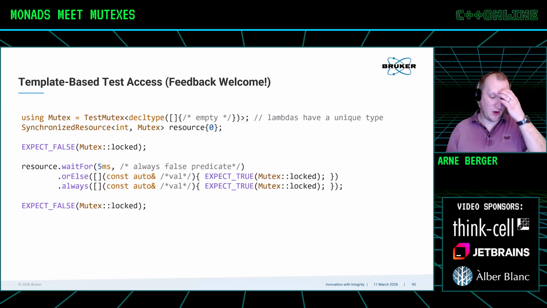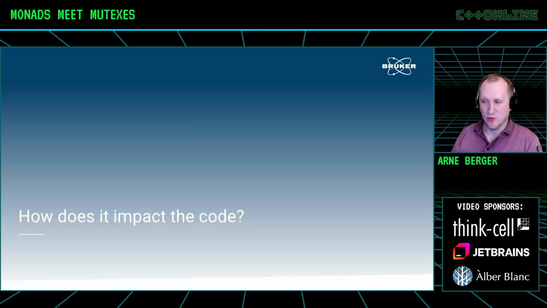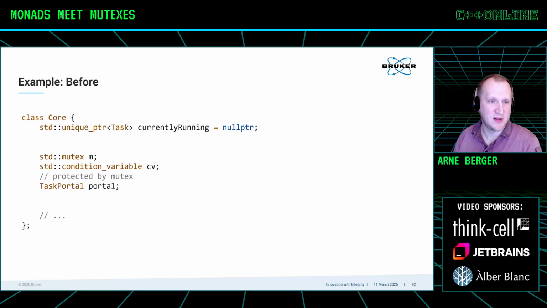Okay, so that's our implementation. We have tested it, we have done the engineering part, we have thought about it. Now let's bring it to the user. We already saw some of the examples here and how it changes things, but let's go back to the example from the beginning. So if we have our class Core again here, and say we have the currently running task and the other members, that was the before thing.